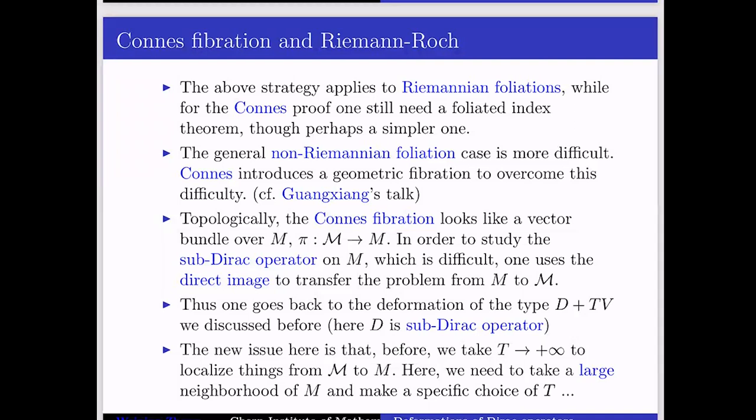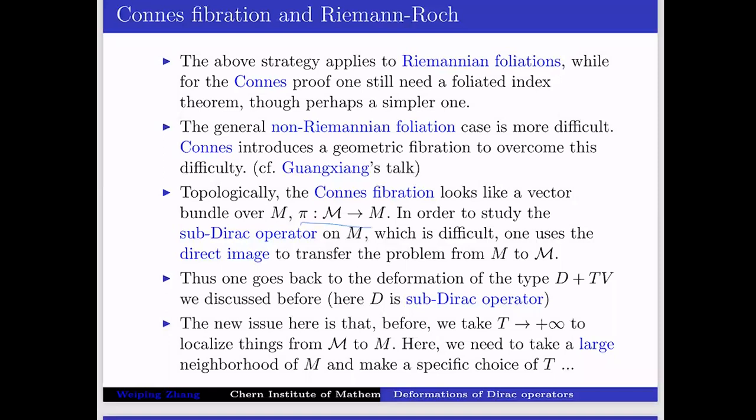So in order to study the sub-Dirac operator on M, which is difficult, we use a direct image to transfer the problem from the manifold to this vector bundle, just like we did before. So we go to the deformations of the type D plus T, using some direct image. Here is the new issue. Before, we took T to infinity to localize from the big manifold to a small manifold. Here we need a large neighborhood, to enlarge the small neighborhood, and some special topics. I'm not going into detail of this, but with a suitable choice, you can get a geometric proof of the theorem.